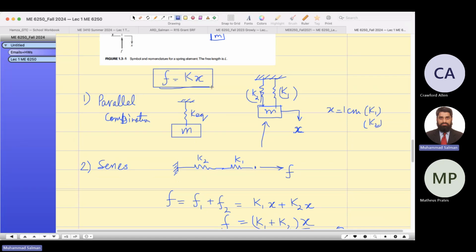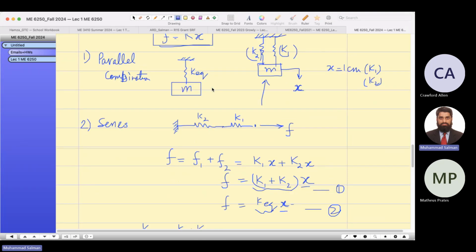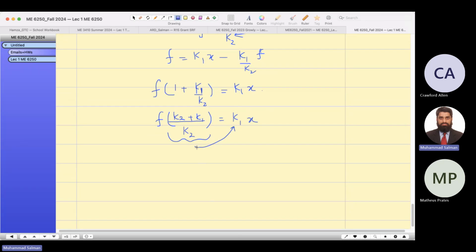We want to have this form for any combination: F on the left hand side, k times x. So I want to bring everything cross multiplied to the right hand side to have this form, F equals k equivalent times x. If I bring this into this form, then that will be my k equivalent. So can I write it like this: k1 k2 over k1 plus k2? So this is for two springs.